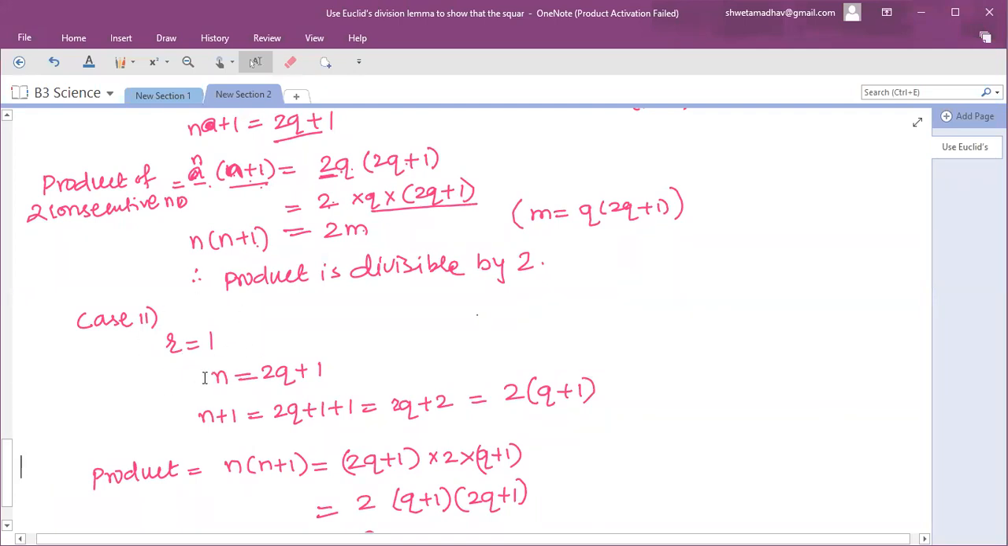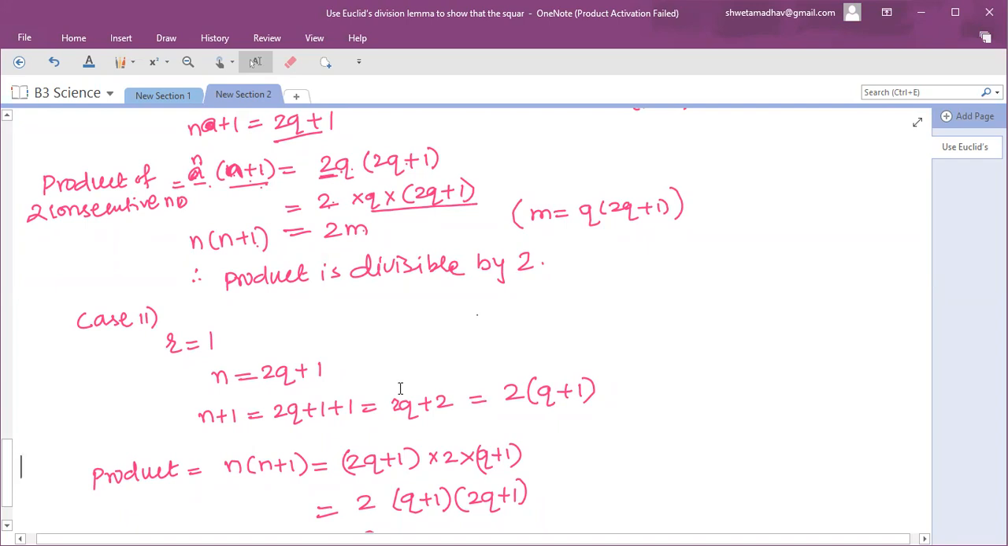Okay, ma'am. Which remainder question? Now any number n is divided by 2, suppose we are getting remainder 1. So when the remainder is 1, then what is the value of n? n is equal to 2q plus 1. Now what is the next number? The next consecutive number. So what is the value of n plus 1? 2q plus 1 is n and then add 1 again. So we will get 2q plus 2, right?